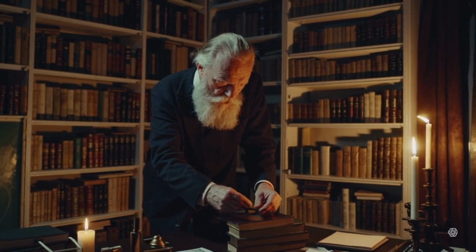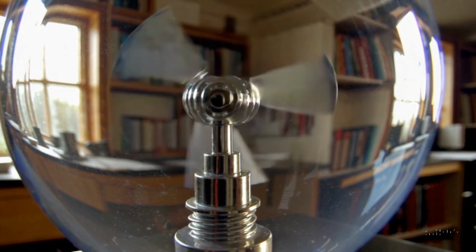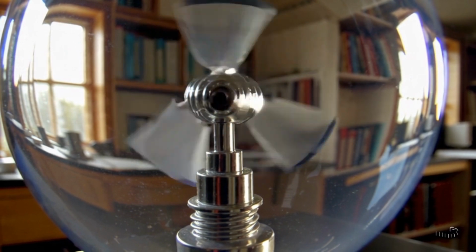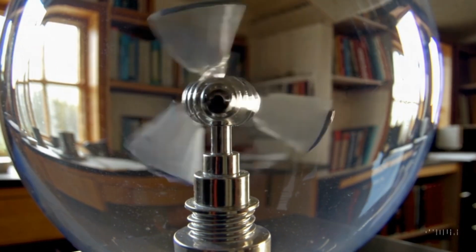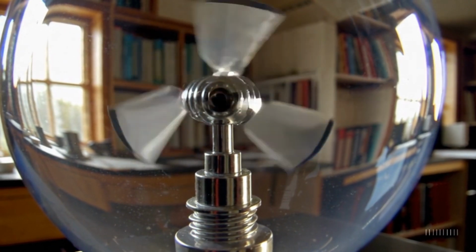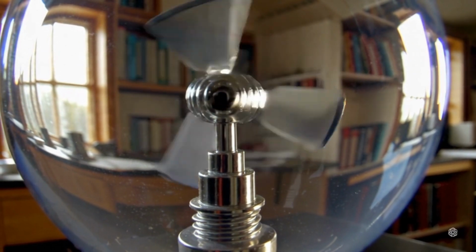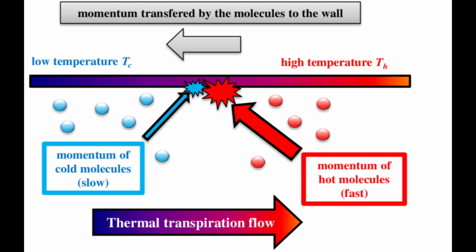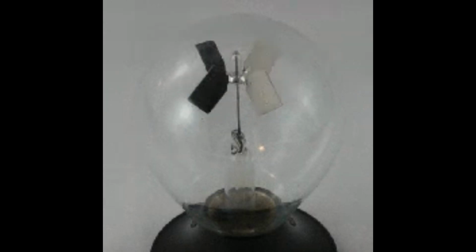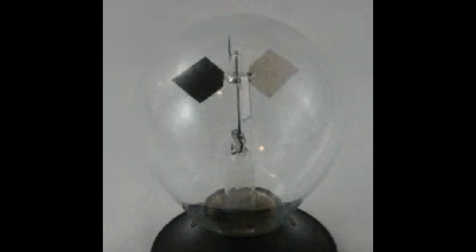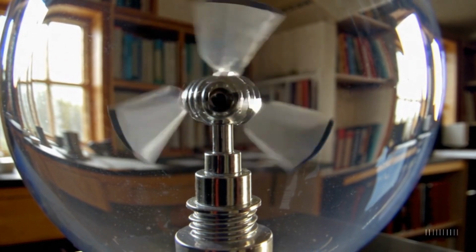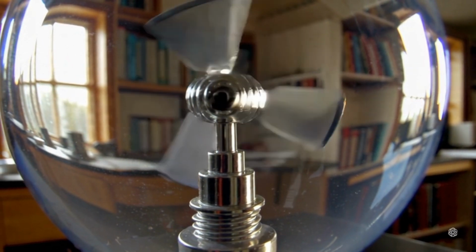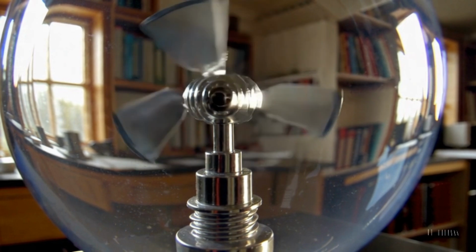However, later experiments by Arthur Schuster and Pyotr Lebedev disproved this explanation, showing the rotation was influenced by gas dynamics in a low-pressure environment. The breakthrough came with Osborne Reynolds' theory of thermal transpiration, which suggests that temperature differences between the dark and reflective surfaces create a pressure gradient, driving the vane's motion. Today, the Crookes radiometer remains a tool for exploring rarefied gas dynamics.